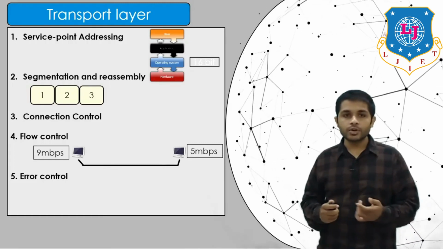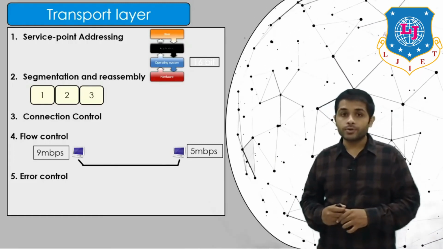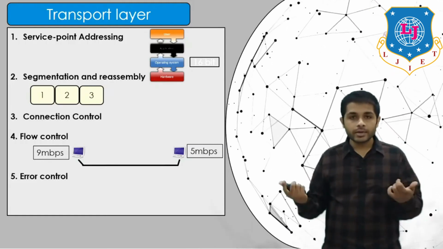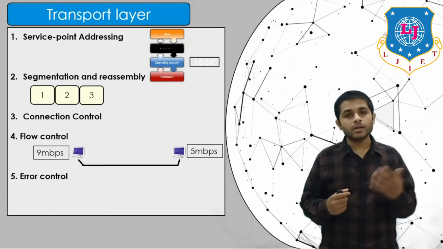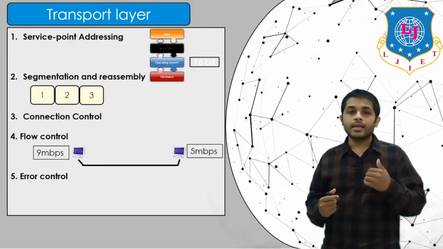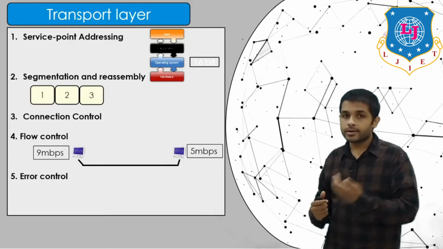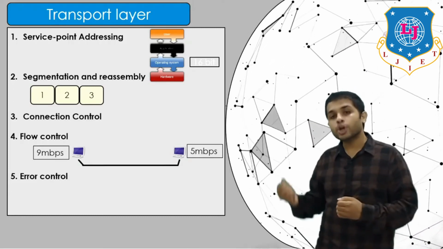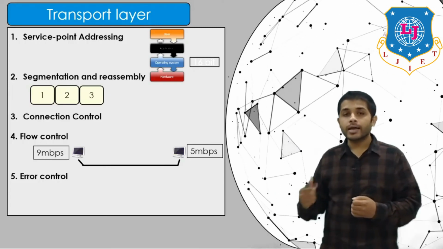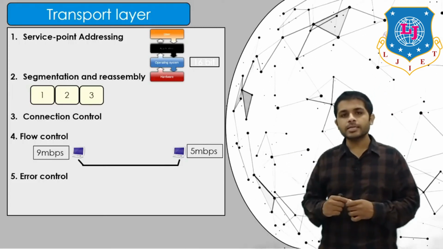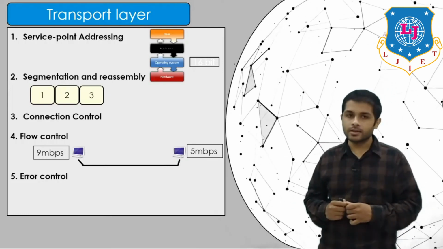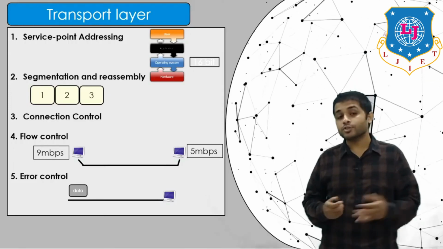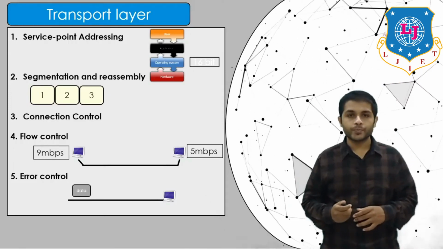Then there is connection control, and after that flow control. Flow control means that two devices are following different rates, so there is a possibility that data can be lost. So the sender will take care that the receiver is receiving data or not. If the receiver is not receiving data properly or is receiving data at a very low rate, the sender will send data accordingly. This responsibility can also be seen in the data link layer. And last is error control, which can also be seen in the data link layer.